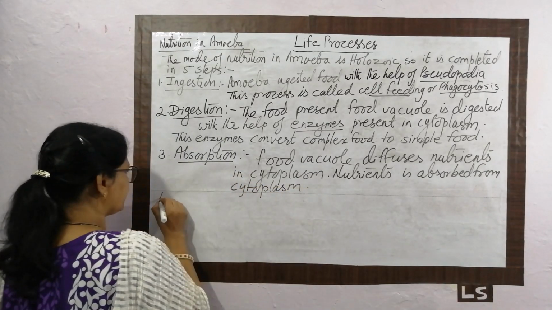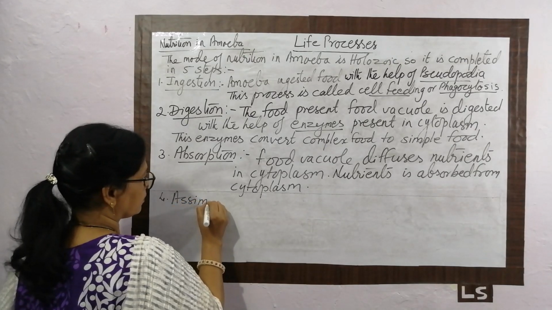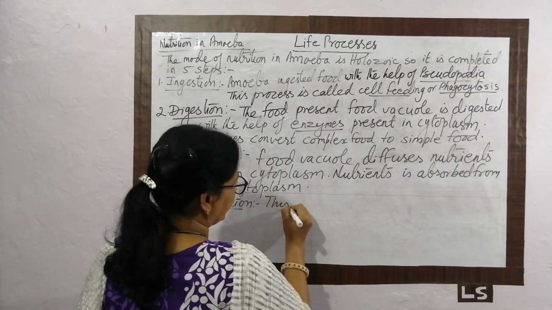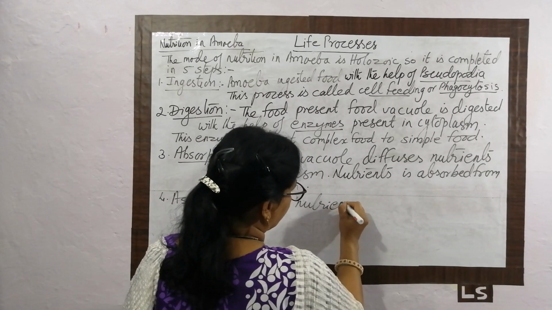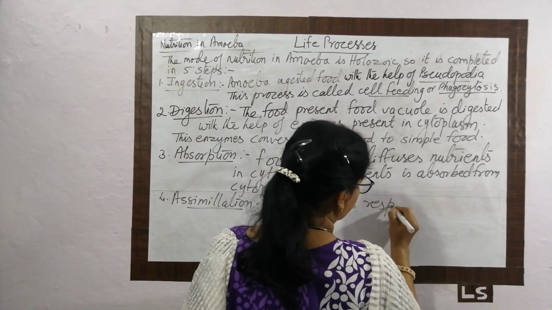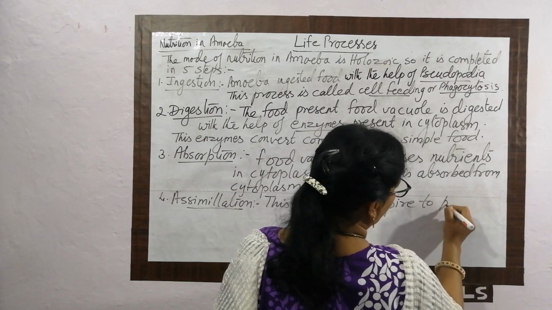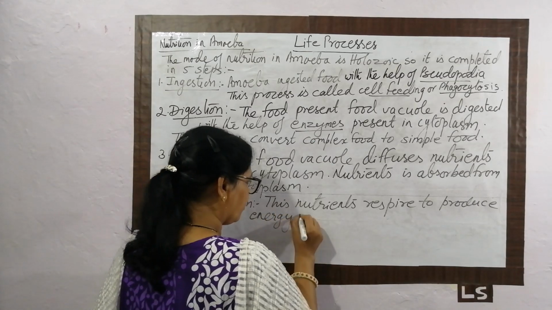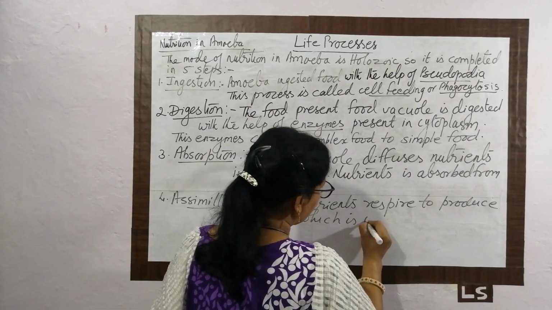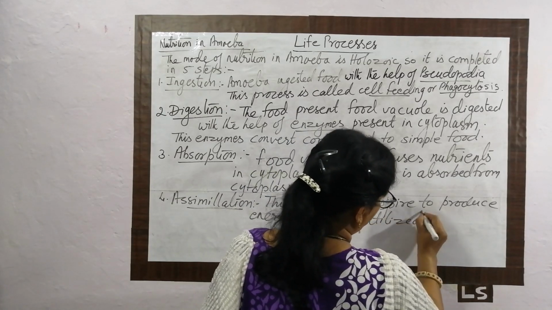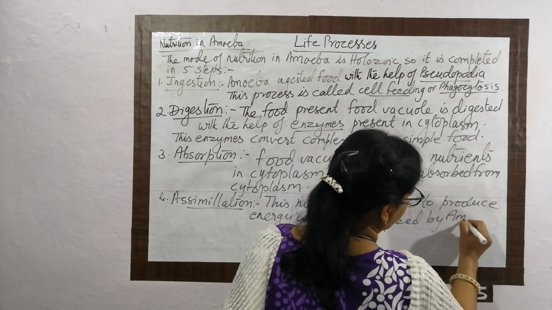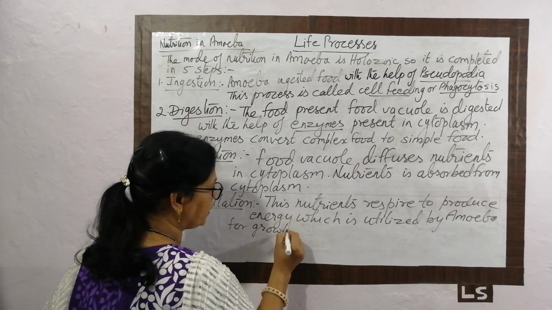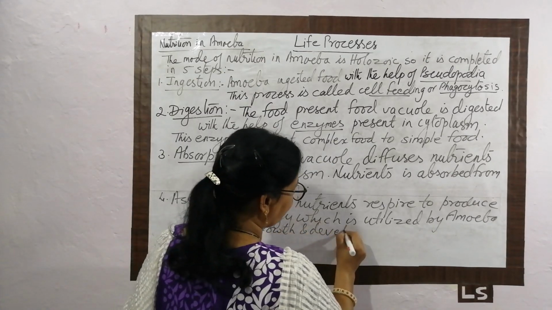Now what happened next? That is assimilation. These nutrients are required to produce energy, which is utilized by amoeba for growth and development or their life processes.